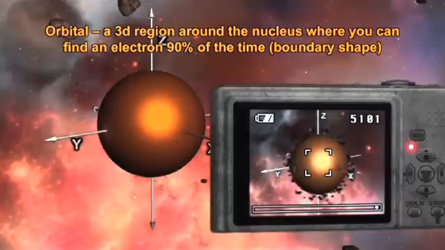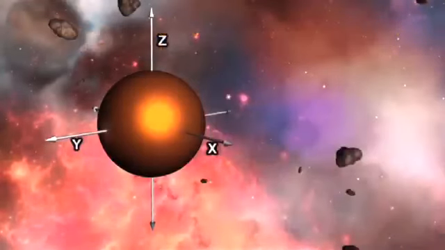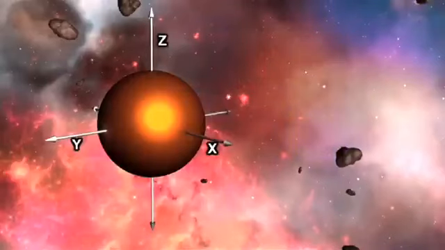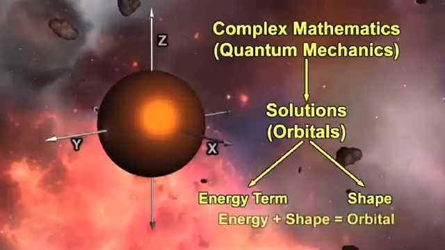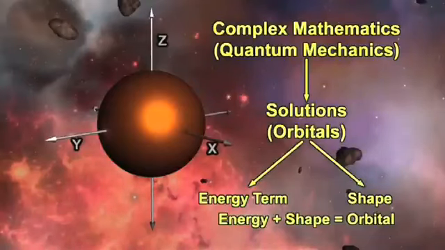If we now attempt to create a three-dimensional surface to encompass 90% of all these data points, we obtain a sphere, which is often called the boundary surface. The creation of this boundary surface for the hydrogen atom, which is called an s orbital, requires some pretty complex calculus. Thus, if an electron is in an orbital, the electron has a fixed amount of energy, and the orbital is a three-dimensional region around the nucleus that indicates the probable location of that electron 90% of the time.